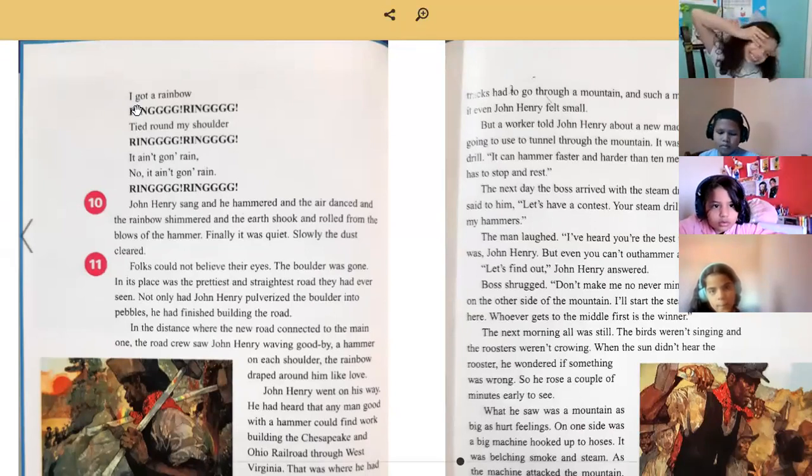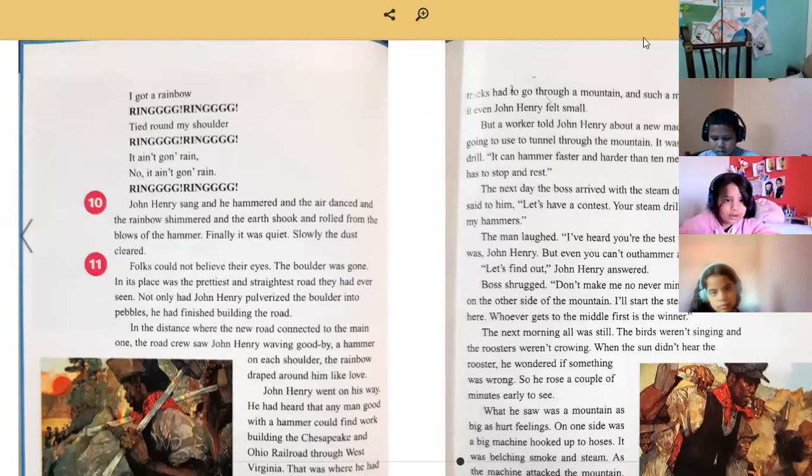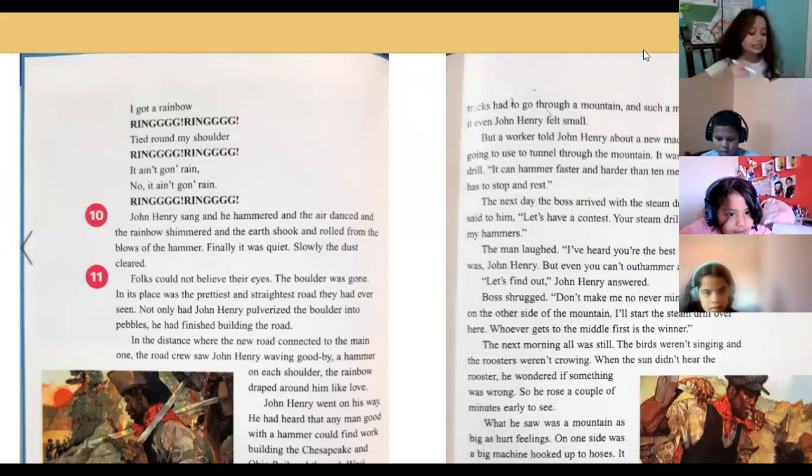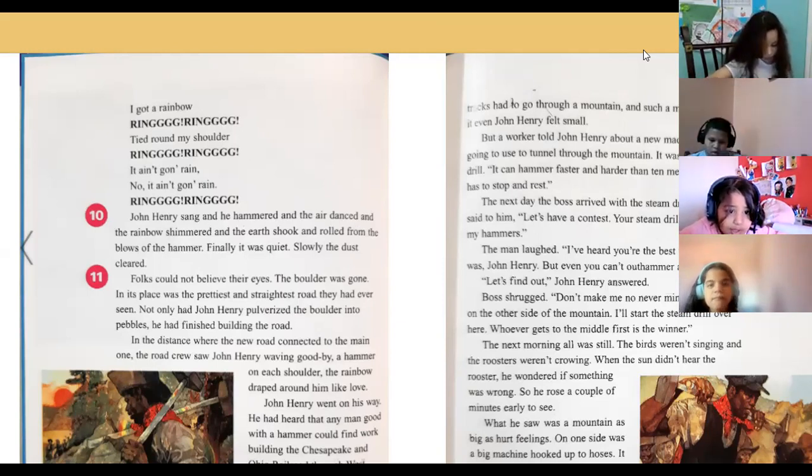You have to start the reading on this page here. I got a rainbow around my shoulder. Ring. It ain't gonna rain. No, it ain't gonna rain. Ring. John Henry sang and he hammered, and he hammered and he hammered, and the air danced and the rainbow shimmered, and the earth shook from the blows of the hammer. Finally it was quiet. Slowly the dust cleared. Okay, thank you.